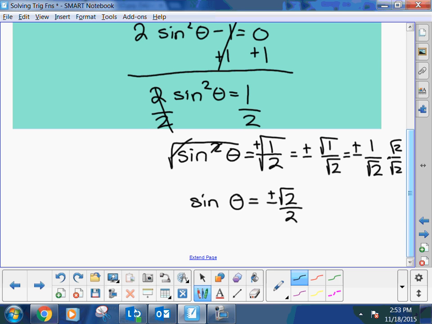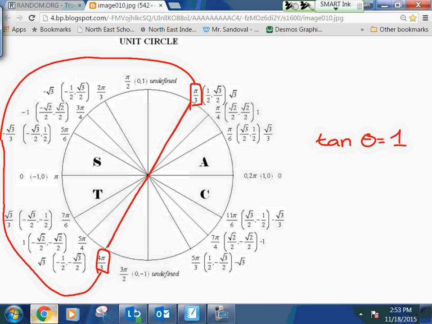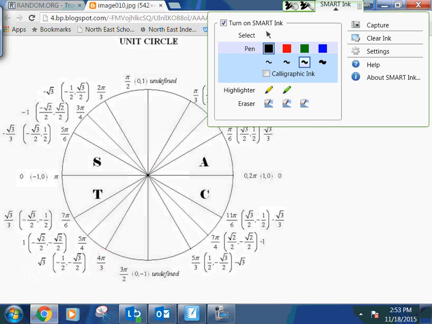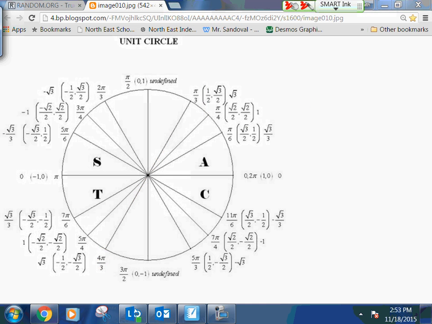Lovely. Okay, so this is what you do afterwards. You pull up a unit circle, and we're going to see where all this happens. Okay, so I'm going to pull up my unit circle. Let me clear this and write down. Now remember, the value we're going to be looking for is positive and negative square root of 2 over 2.